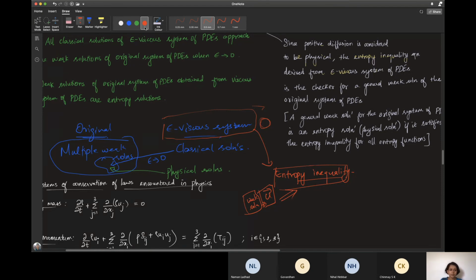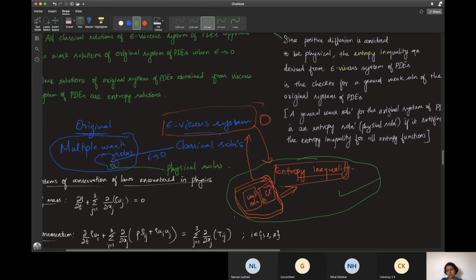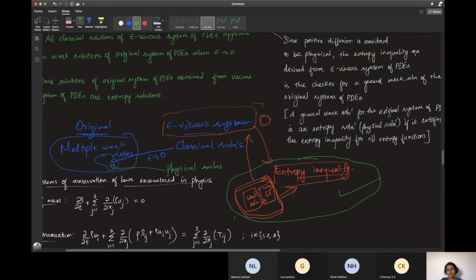So just to see whether some solution is physical or not, you need not go back to this epsilon viscous system. It's just enough to only check with the entropy inequality. Just this part is enough, because the entropy inequality itself was obtained from the epsilon viscous system. So this derivation is all over. So for any system of PDEs, if we want to check whether some solution is a physical solution or not, then it's sufficient to go only with the entropy inequality.